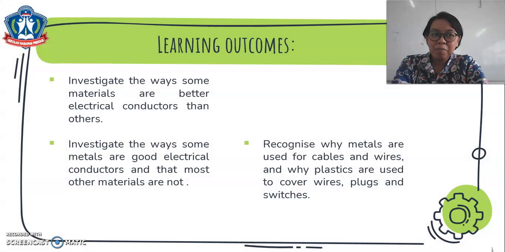Our learning outcomes are the following. Investigate the ways some materials are better electrical conductors than others. Investigate the ways some metals are good electrical conductors while most other materials are not. Recognize why metals are used for cables and wires, and why plastics are used to cover wires, plugs, and switches.